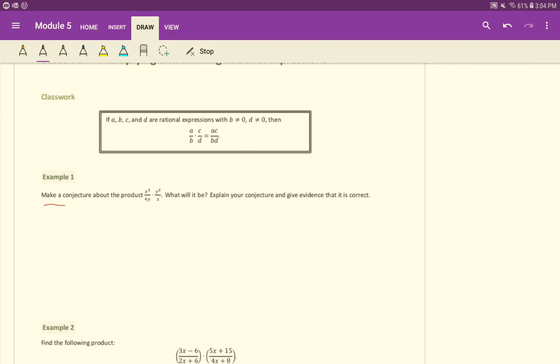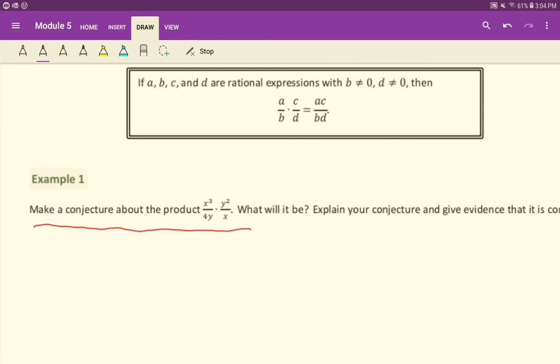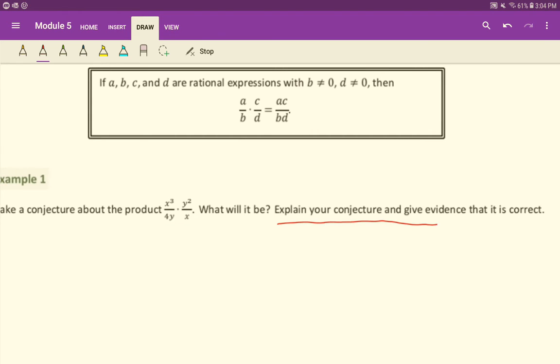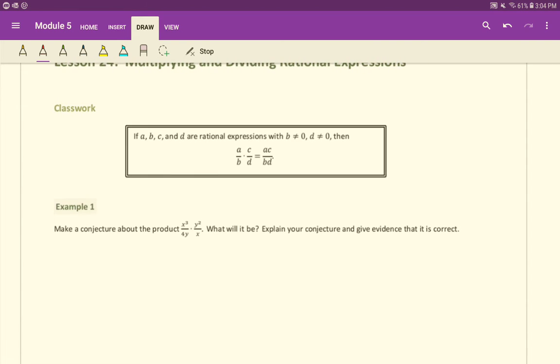Okay, so make a conjecture about the product x to the third over 4y times y squared over x. What will it be? Explain your conjecture and give evidence that it is correct. Okay, so what do you think would be the product here?